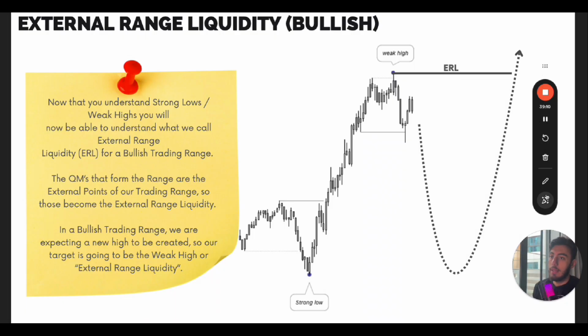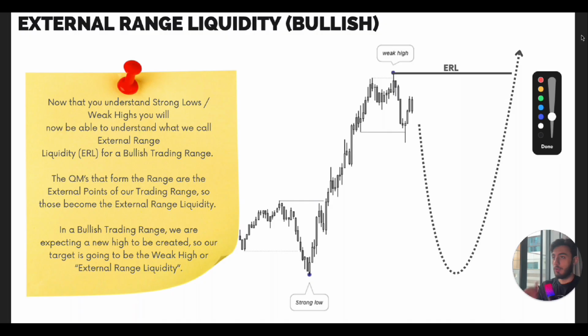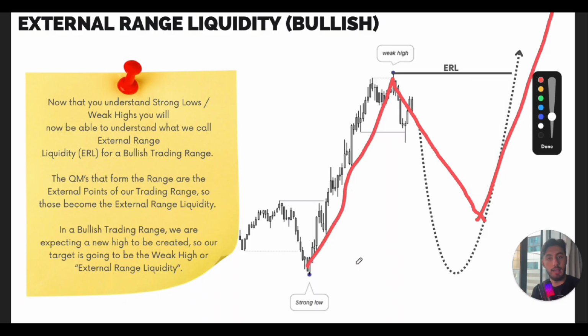So these QM formations are going to be the external range liquidity for us, but you should understand in the bullish trading range, the main external range liquidity point is the weak high. Okay, in the bullish trading range, the main external range liquidity that we are expecting price to take out is the weak high. In a bullish trading range, we are expecting a new high to be created. So our target is going to be the weak high or external range liquidity. So in a bullish trading range, as I told you, what we are expecting is price to come here and create a new high.